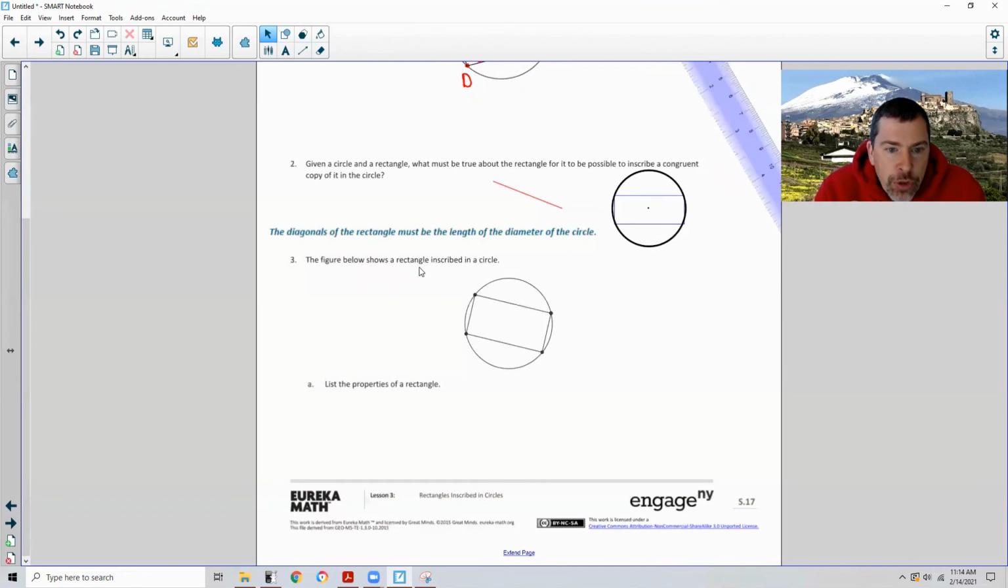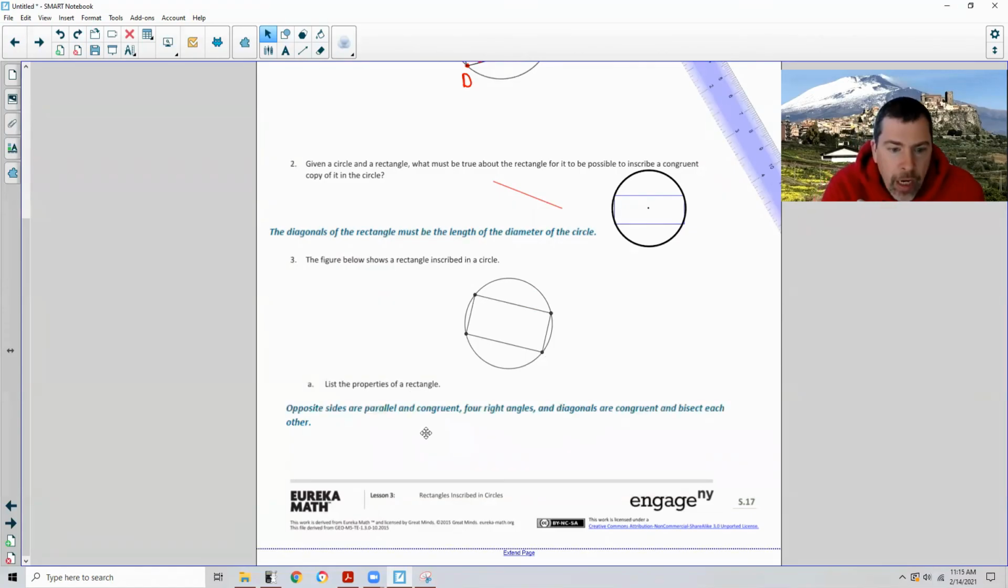Okay, the figure below shows a rectangle inscribed in a circle. So there it is, just like this. The figure below shows a rectangle. List the properties of a rectangle. Okay, opposite sides are parallel and congruent. We have 4 right angles, and diagonals are congruent and bisect each other. That is everything we know about the properties of a rectangle.